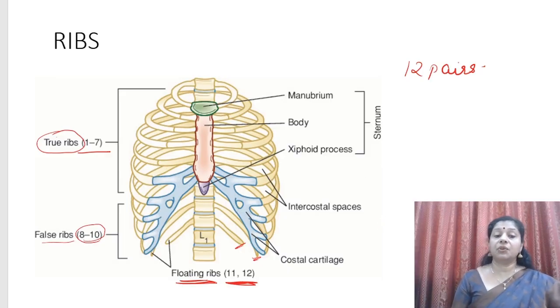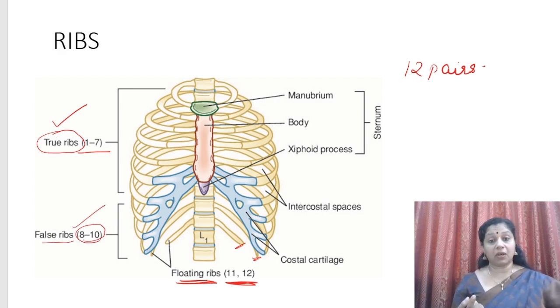Okay. So we have first 7 pairs called true ribs. They are attached ventrally to the sternum and dorsally to the vertebral column. Next, 8, 9 and 10th pairs are called false ribs because they are attached to the vertebral column dorsally, but ventrally they are attached to the 7th rib. Floating ribs are 11th and 12th pairs. They are attached to the vertebral column dorsally, but not attached ventrally.